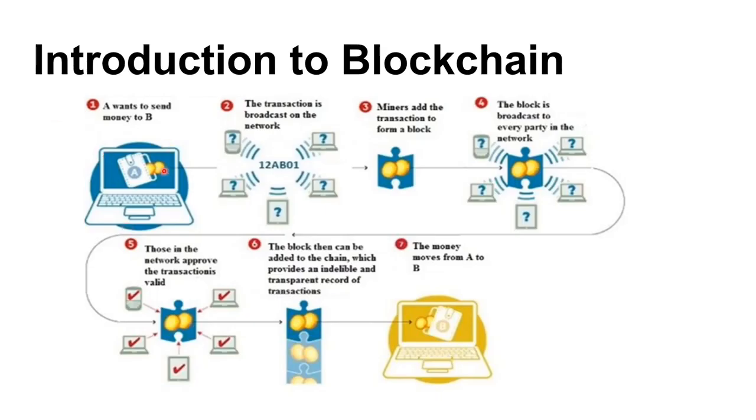And we can see here again a depiction, a workflow of a transaction on a blockchain. One user wants to send money to another user. That transaction is broadcast on the network. People we call miners add the transaction to a block. The block is broadcast to every other party, and those in the network approve the transactions, and then the new block is eventually added to the blockchain, and the updated ledger moves that money from A's wallet to B's wallet.